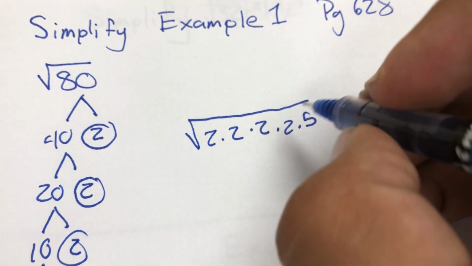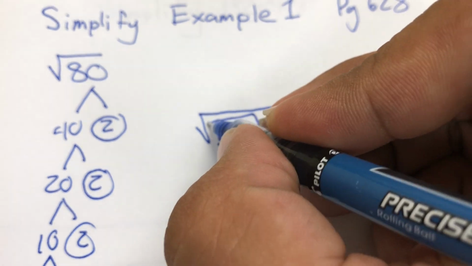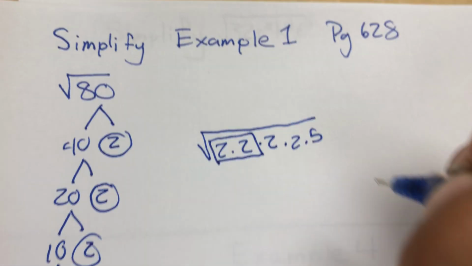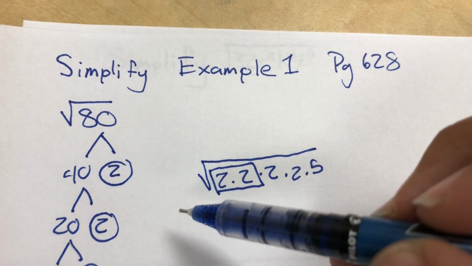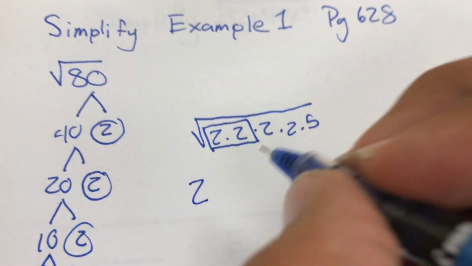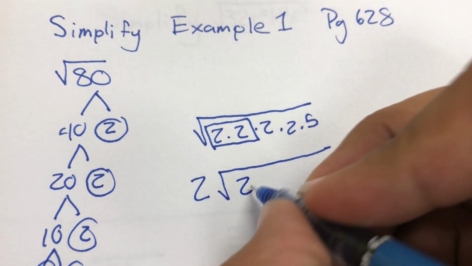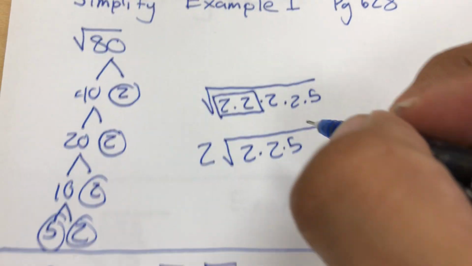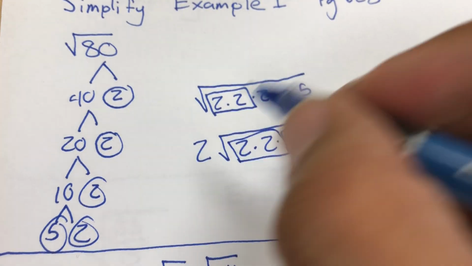That's right. So anytime there is a pair, it's going to come out of the square root. So it's like a pair of shoes. If you don't have a pair of shoes, you can't get out of the house. So this has a pair, so now there's a 2 outside, right? Now you're left with 2, 2, and 5. Well, there's another pair of 2s. So that 2 comes outside as well.